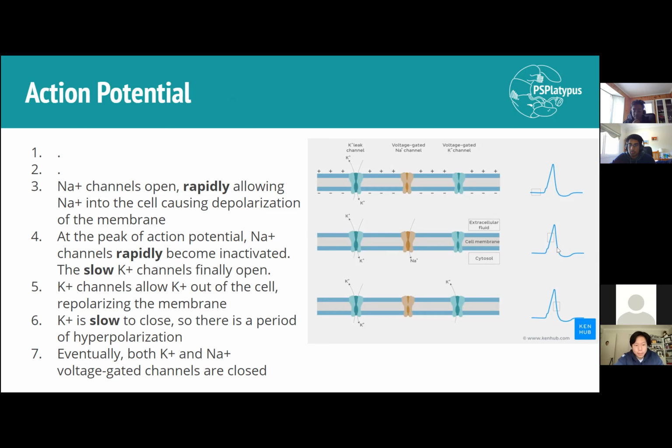And eventually, at the end here, both potassium and sodium voltage gated channels are closed. And that's one action potential for one particular part of the neuron. So this is one part of the axon, and all of these processes occur at this particular part of the axon.